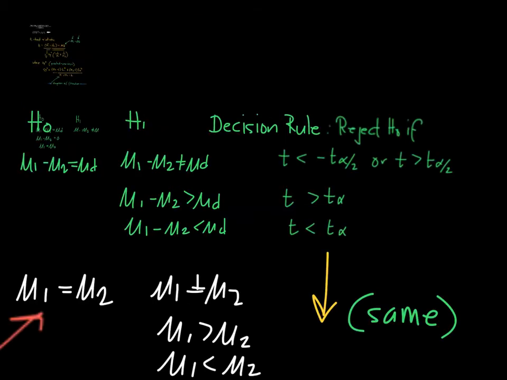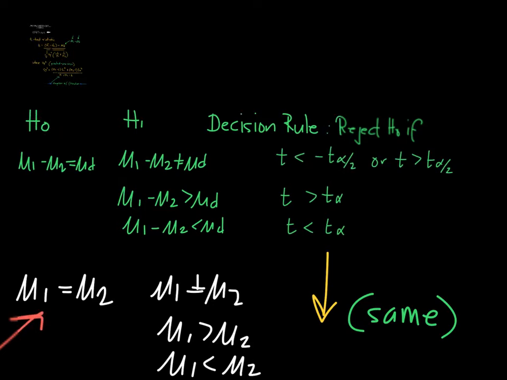To guide us in our hypothesis test, we use the following. H0 is our null hypothesis. By default, mu1 minus mu2 is equal to mu d. And the corresponding alternative will be, if it's equal, then not equal. Sometimes it's greater, sometimes it's less than the difference.